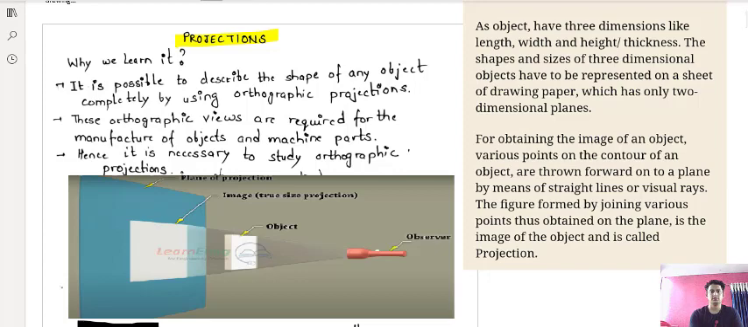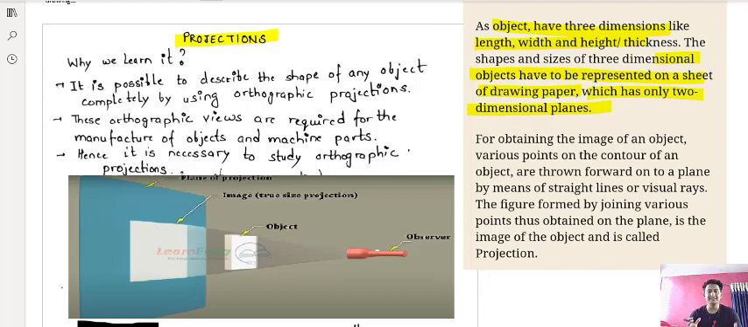Suppose an object has three dimensions. What are the three dimensions? Length, breadth and height. That is the shape of that object. It is in three dimensions, and you need to make that idea into 2D on a sheet of paper. So the shape and size of a three-dimensional object have to be represented on a sheet of drawing paper which has only a two-dimensional plane. So how will you do that?